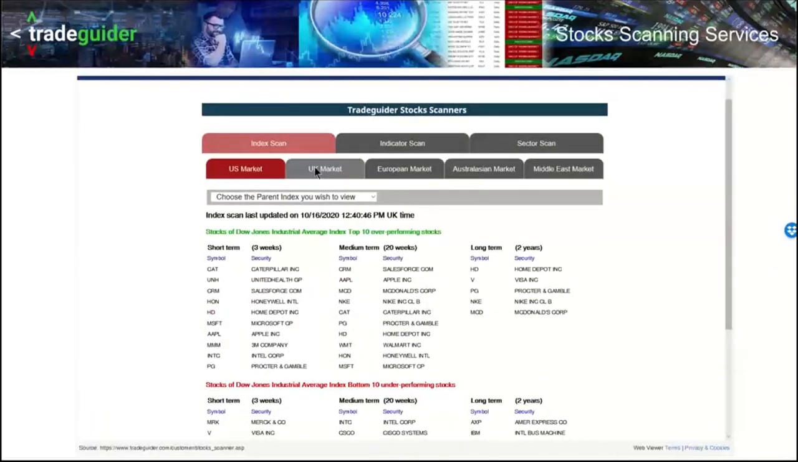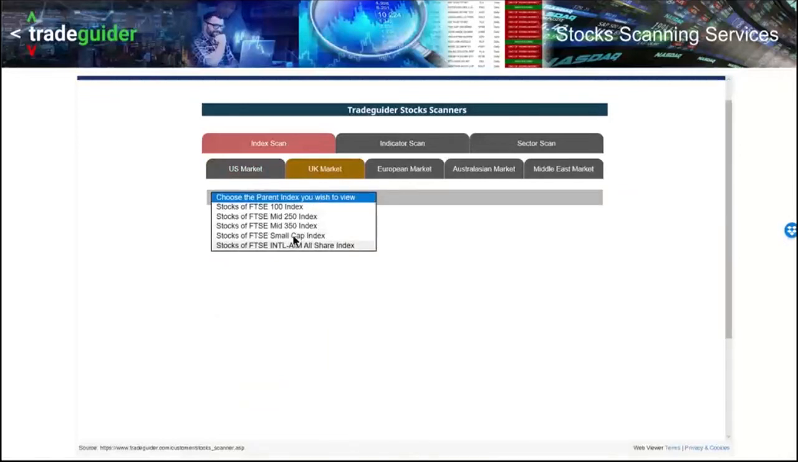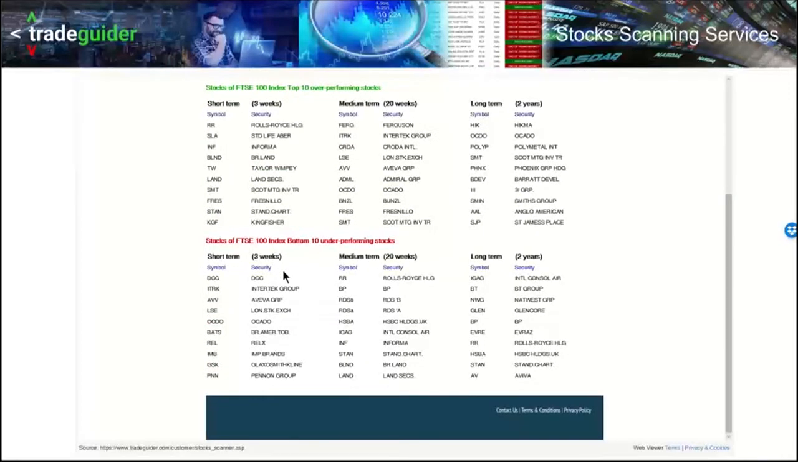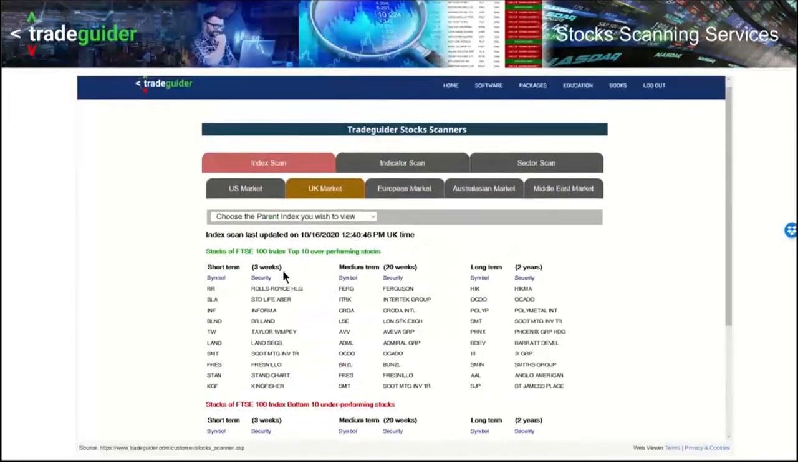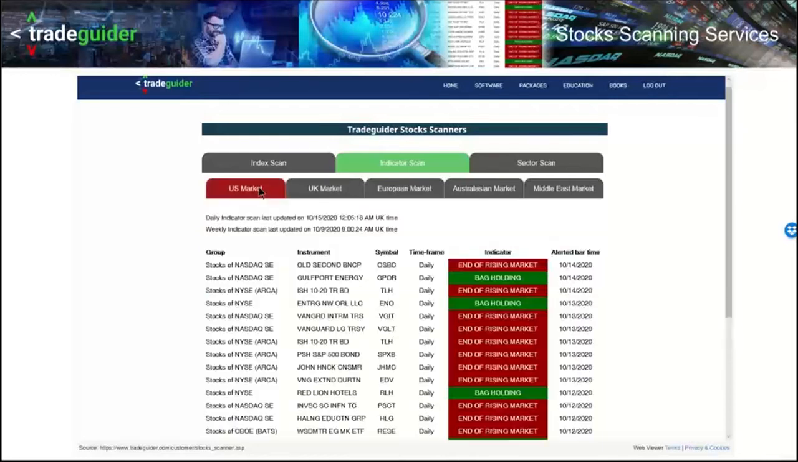And if I move to the UK market, again, you can see the indexes we cover. And there you'll see exactly the same format. So that's the index scan. If I go to the indicator scan, again, it brings up the key regions that we're covering. And as I said, US and UK are the first 2 that we're offering as of today. The US market, there you go.